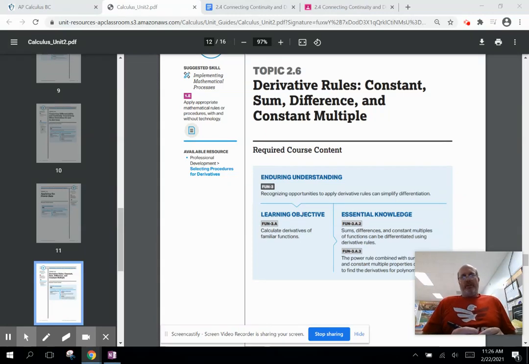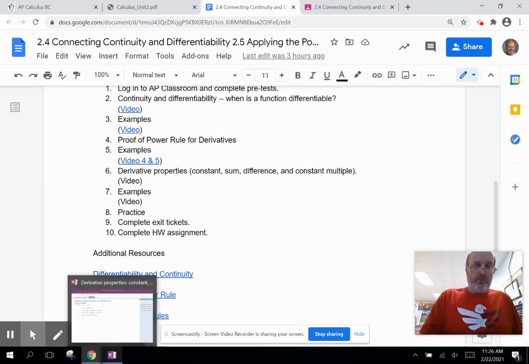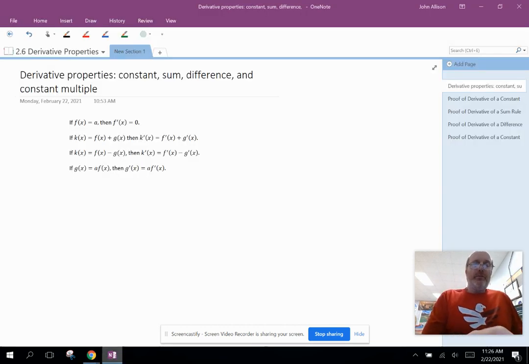Okay, this is lesson 2.6, AP Calculus Curriculum, Derivative Rules, Constant, Sum, Difference, and Constant Multiple Rules. We're going to start with the video that's going to go to the proofs and a couple of real simple examples. Then we'll do some more examples with each of these. So we start with the rules.